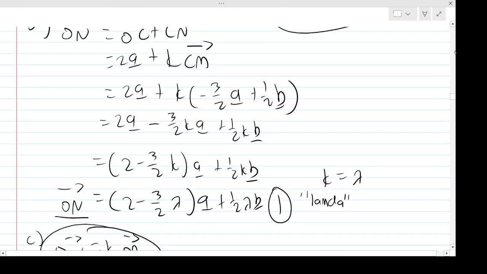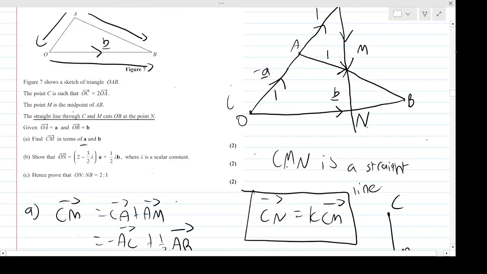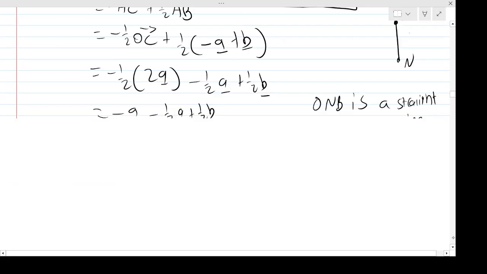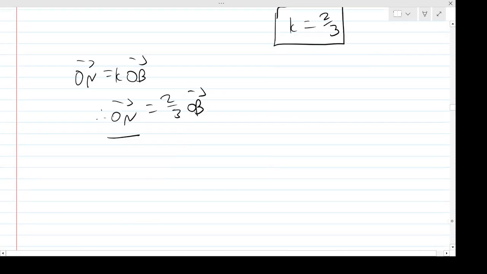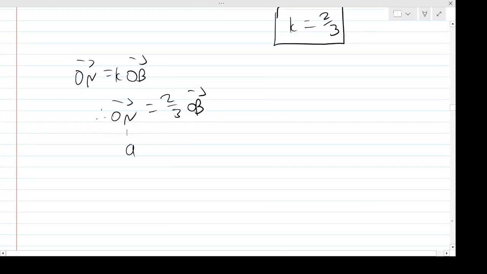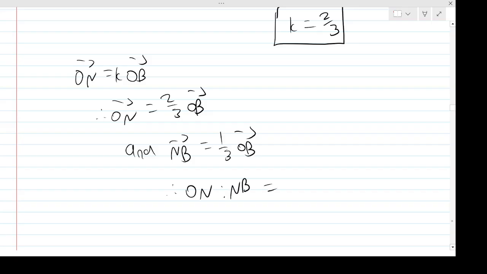If I add that onto my diagram then, that means O to N is 2/3, which means N to B, the remaining part of OB, has to be a third. As a ratio, you can see that ON to NB has to be 2:1. 2/3 here and a third there. So NB is a third of OB. Therefore ON to NB is going to be 2/3 to 1/3.